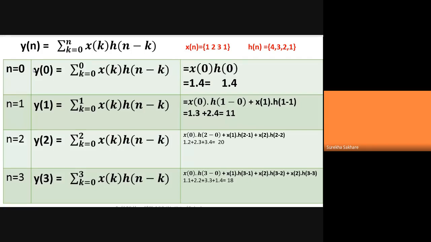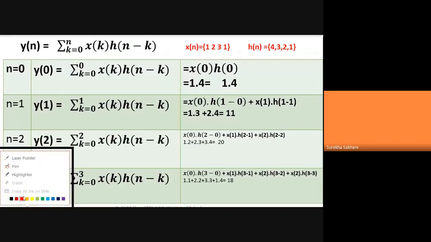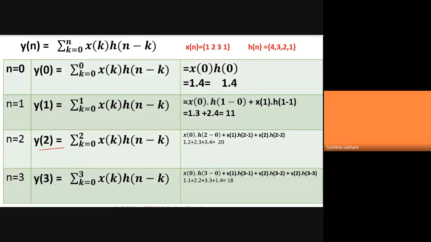Okay, so just see now the second value of y1 was obtained as 11. In the second, y of 2 can be obtained by putting n is equal to 2. What is that? I have three values, x equal to 0, x equal to 1, x equal to 2. So x0, h of 2 minus 0. Then x1, h of 2 minus 1. K is 1 now. X of 2, k is 2. H of 2 minus 2.